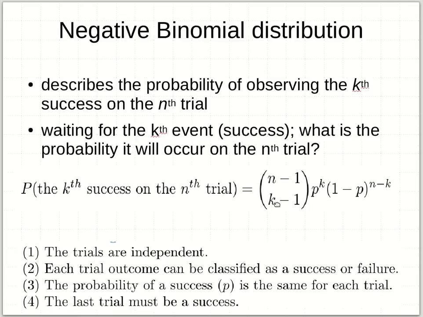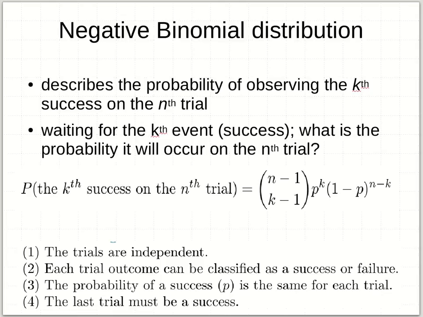So it's another pretty complicated formula where again we're assuming trials are independent. The trial outcome can be classified as simply a success or failure, and the probability is the same for every trial like we had before. But what we're counting is the probability of seeing that last one that we're watching for being a success.